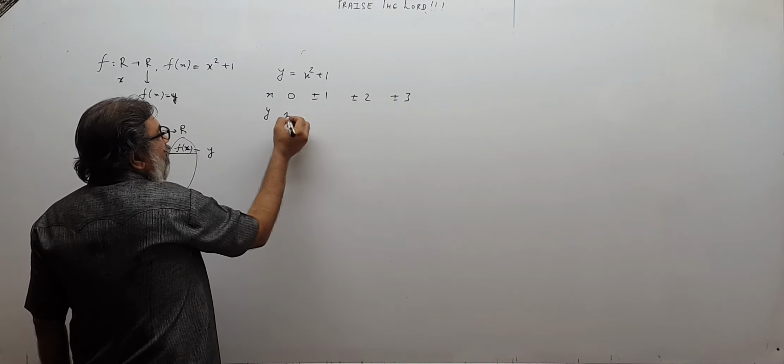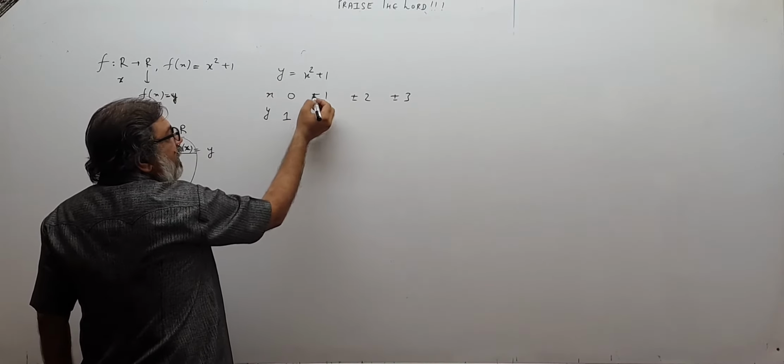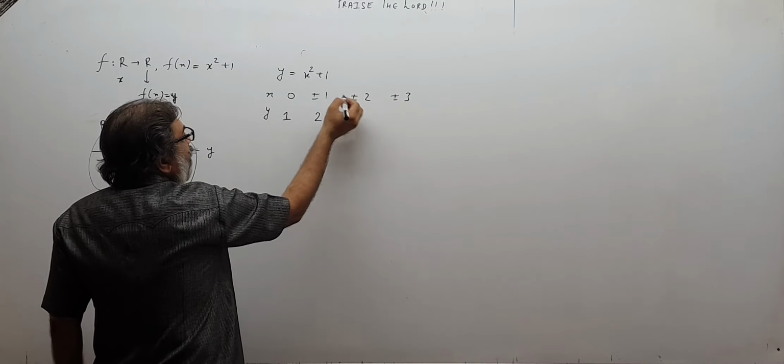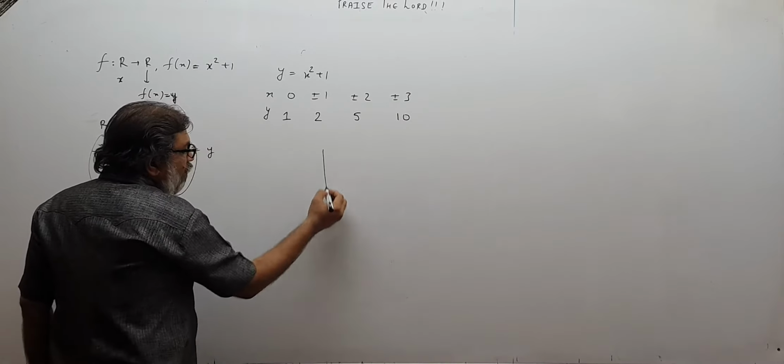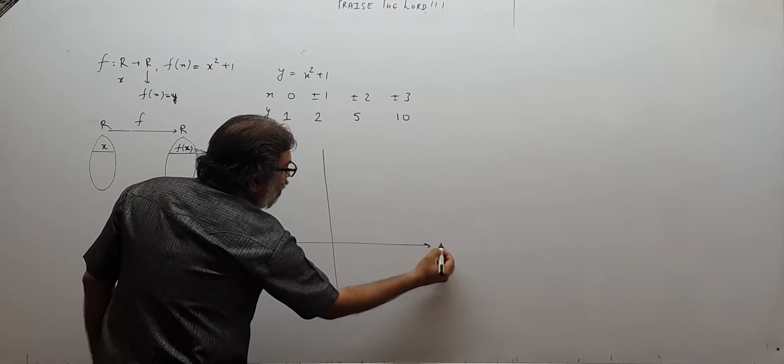When x is 0, it will be 1. When x will be 1 or minus 1, it will be 2. For plus minus 2, it will be 5. For plus minus 3, it will be 10. So if I draw the graph, it will come like this.